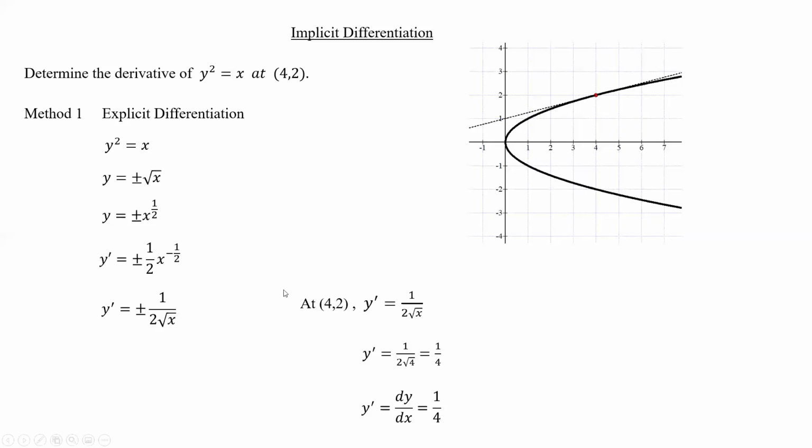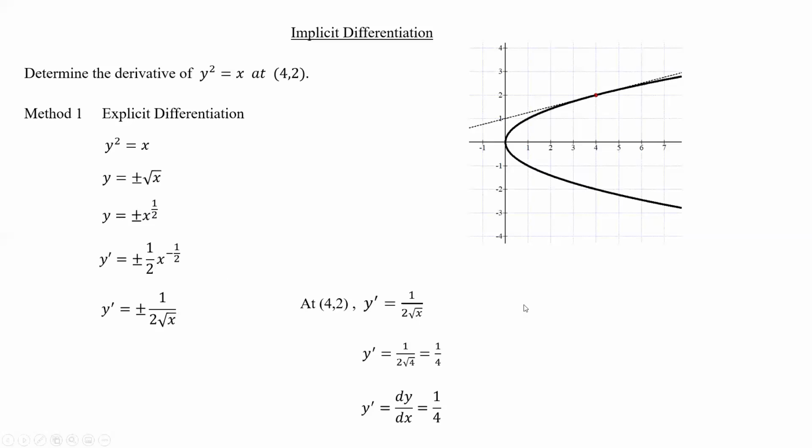The other thing I'd like you to keep in mind is that when we took the derivative, what we really did is take the derivative of both sides of the equation. The derivative of y is y prime, and the derivative of plus or minus x to the 1/2 is plus or minus 1/2 x to the minus 1/2. So we just took the derivative of both sides of the equation.